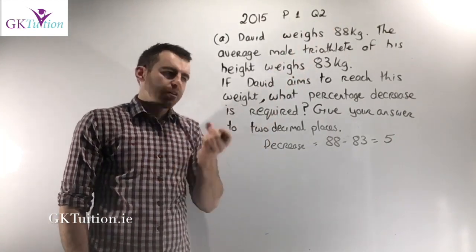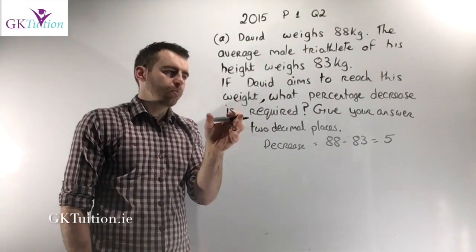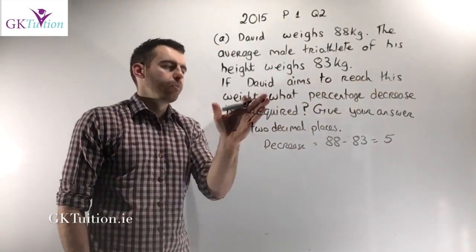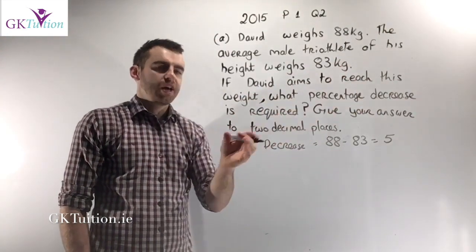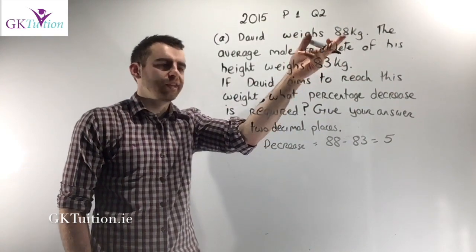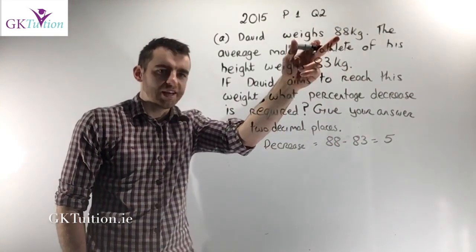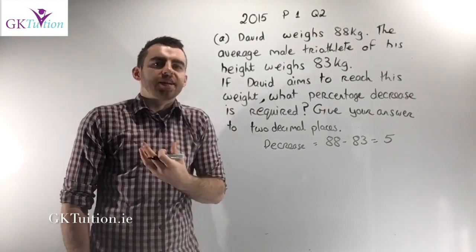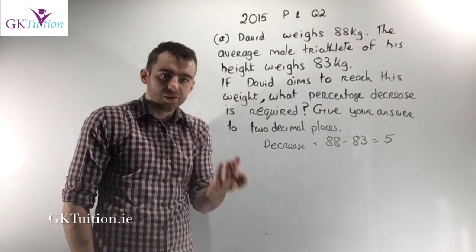In order to answer that question, the wording is really, really important here. We're looking for the percentage decrease. What percentage decrease? He's decreasing from 88. So I need to get 5 as a percentage of 88 because his original weight, I want to get what percentage of his original weight is he losing?